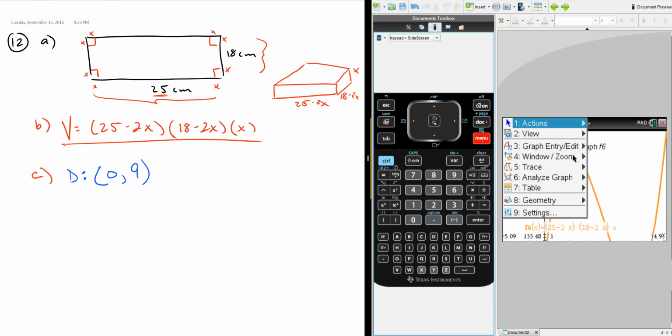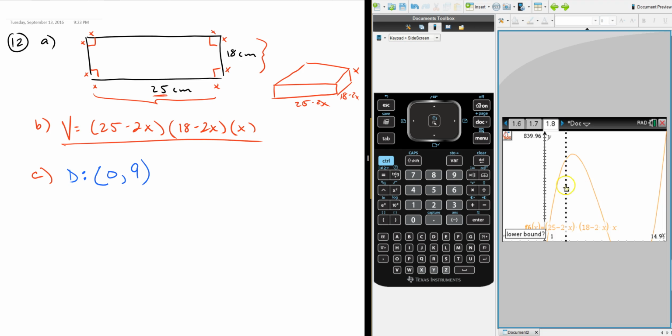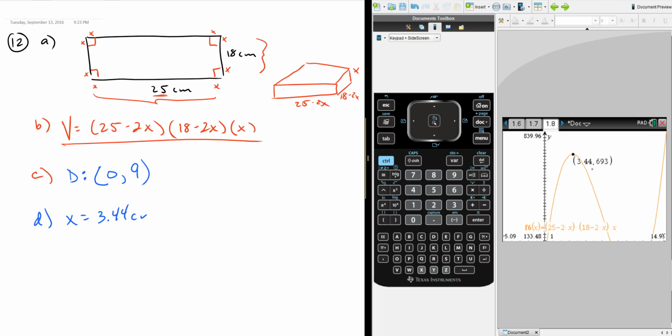But we do want the maximum, so we go menu, analyze graph, max, find my 2, and so find the x value that yields the maximum volume. So my x value is 3.44 centimeters, and that leaves me with a volume of 693 centimeters cubed. So the answer was x equals 3.44.